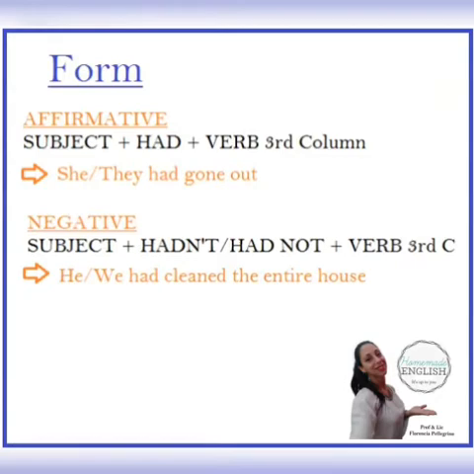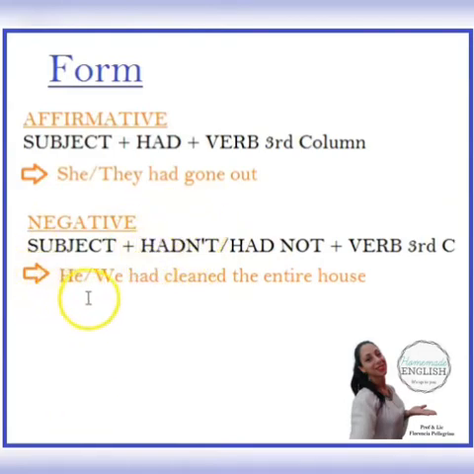For the negative, there's a very similar structure. We start with the subject, then the auxiliary, but this time negative, and then the verb in the third column, or past participle. For the auxiliary, we have two possibilities: the auxiliary and then not in a separate way, or as a contraction, hadn't. The meaning is the same, but the only difference is that contractions are rather informal.